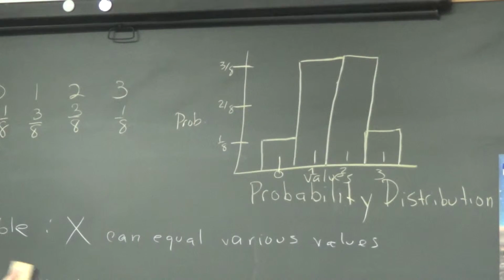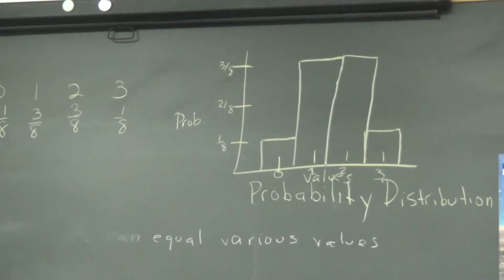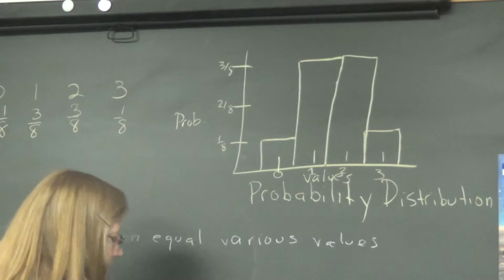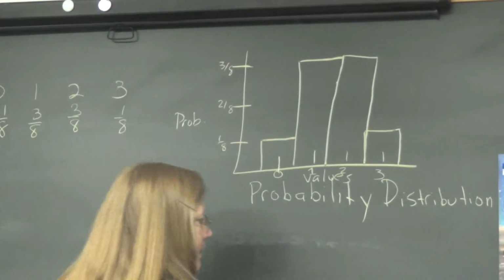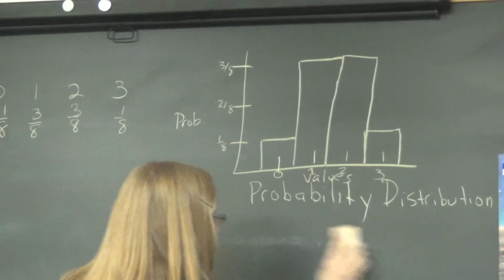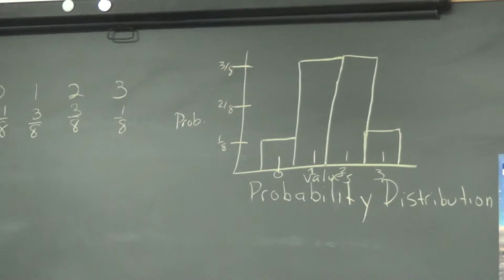Go ahead and copy that down. Is that pretty clear? If I gave you a chart, could you make one from it? I think it's not too challenging. So if I give you a chart and I say this random variable has a probability distribution, draw the histogram for me. That's what I'm looking for.